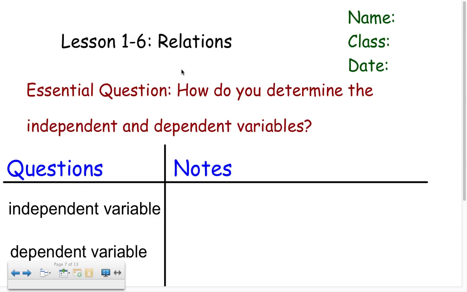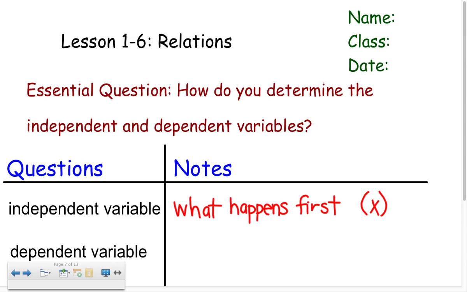The independent variable in a situation or a graph is always what happens first. You can also think of this as the x value.